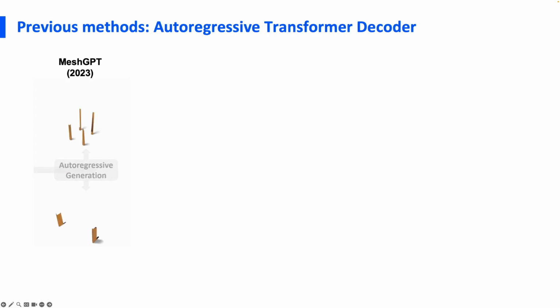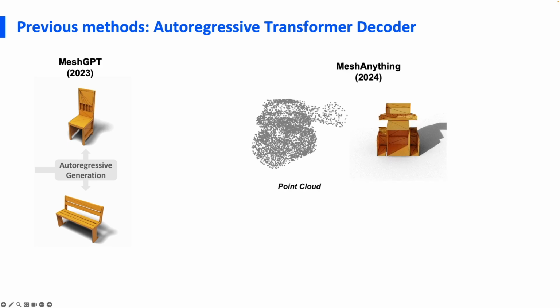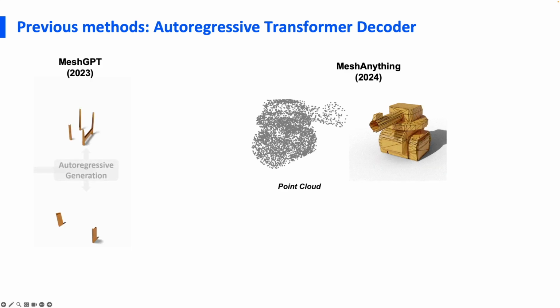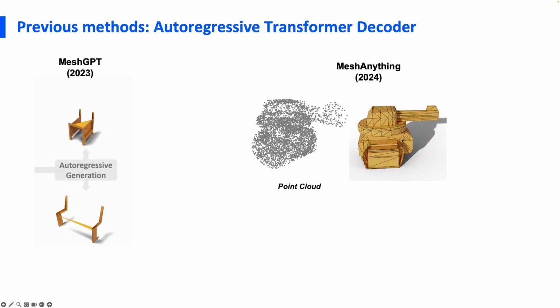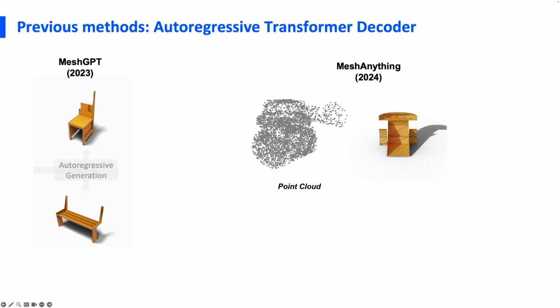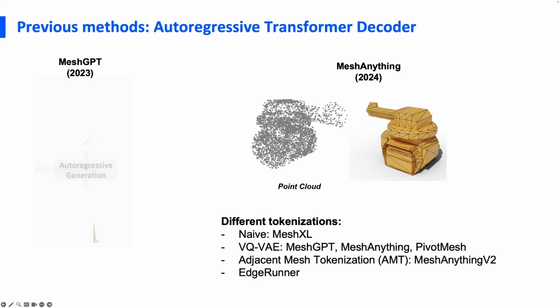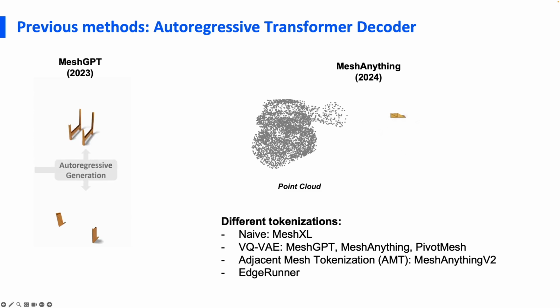To address these limitations, MeshGPT introduced a method to generate triangular meshes with artist-created topology using an autoregressive transformer decoder. MeshAnything later extended this approach by incorporating point cloud conditions. The autoregressive generation process fundamentally relies on next token prediction, and therefore effective mesh tokenization plays a crucial role. Several tokenization methods have been explored, from a naive tokenization to more recent approaches that leverage triangle adjacency.